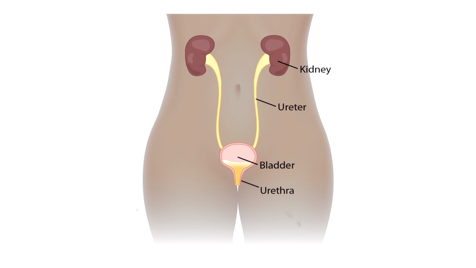Looking at this diagram makes that idea pretty logical. If the stone obstructs flow at the junction between the kidney and the ureter, so right here, then the patient will get flank pain. If the stone obstructs flow at the ureter and the bladder junction, then the patient will have lower abdominal pain. But again, in either of these two places, the pain will still be waxing and waning.